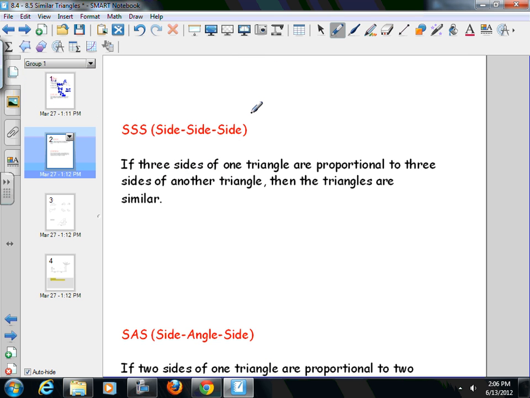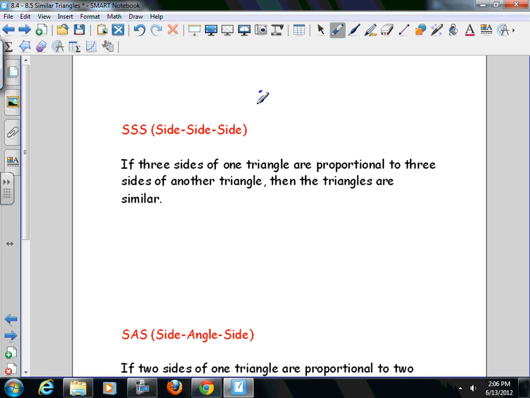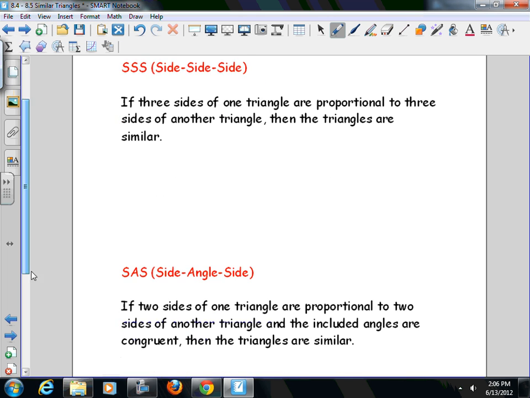Next page, side, side, side. When we're dealing with similarity, if three sides of one triangle are proportional to three sides of another triangle, then the triangles are similar. So we're talking about if the scale factor is the same. Three sides of one triangle proportional to three sides of another gives you similar triangles.